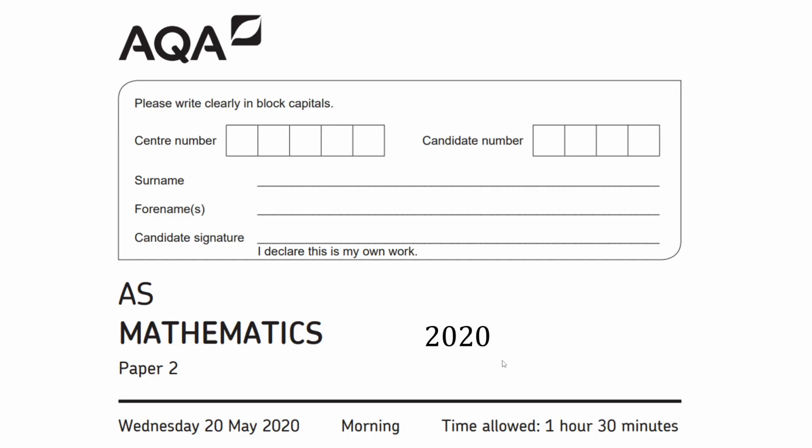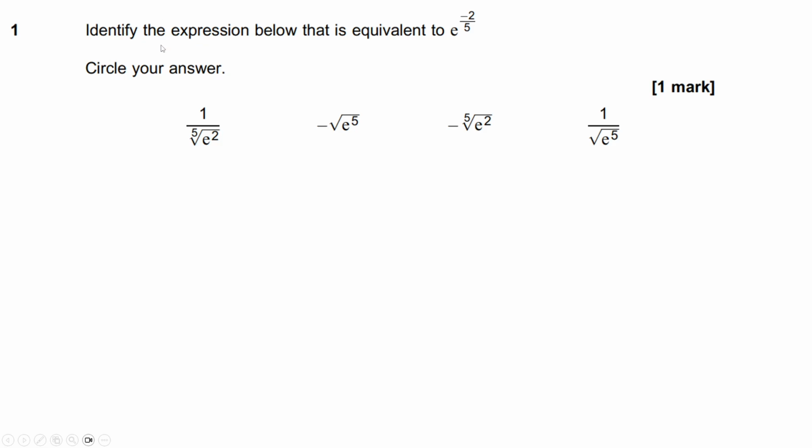This is AS Maths 2020 paper 2, so this is the pure and stats section. Identify the expression below that's equivalent to this. If you've got a negative power, it's just a reciprocal, so this is 1 over e to the power of 2 over 5. Just do the fifth root of this.